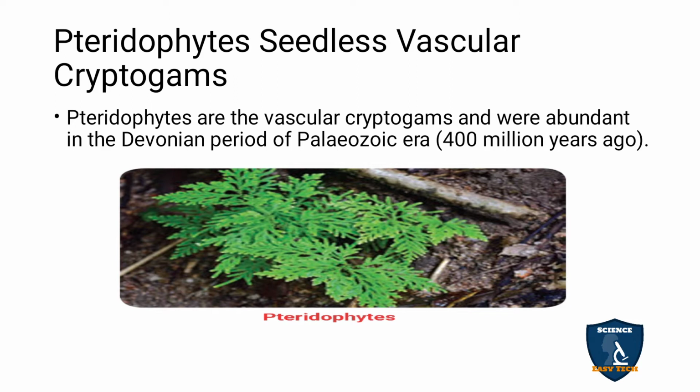Now we are seeing angiosperms, but when pteridophytes were abundant in the world, there were no angiosperms. That period is called the Devonian period, when pteridophytes occupied the world. The Devonian period of the Paleozoic era was more than 400 million years ago. So this is the pteridophyte habitat.